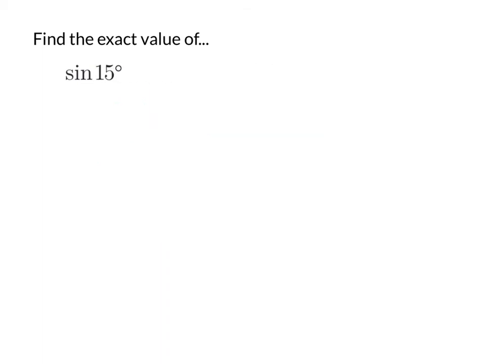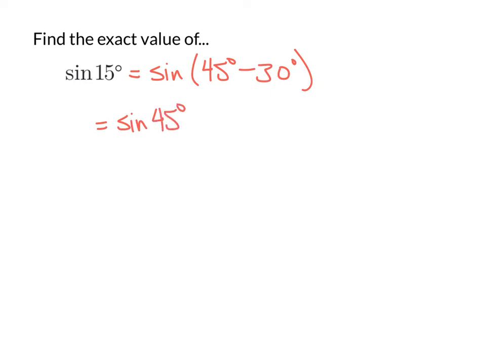Last one, if we have sine 15 degrees, and we want to find that exact value, it's important to write it in terms of angles that we know, some nice angles. And for 15 degrees, that's going to be 45 degrees minus 30 degrees. Two nice angle measures. Then we use the difference identity for sine, which is going to be sine cosine. So the sine of 45 degrees, cosine of 30 degrees.